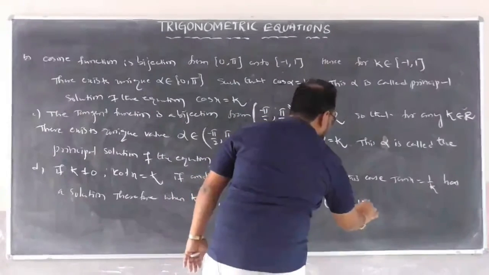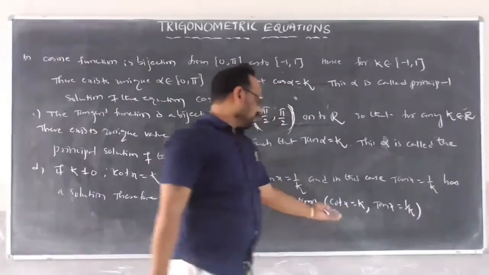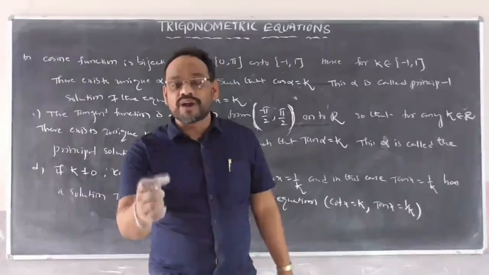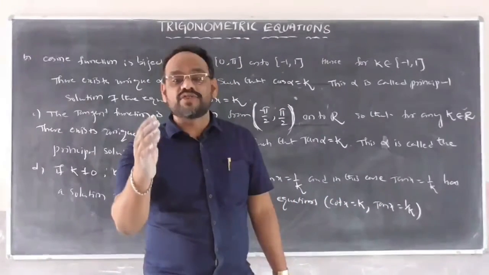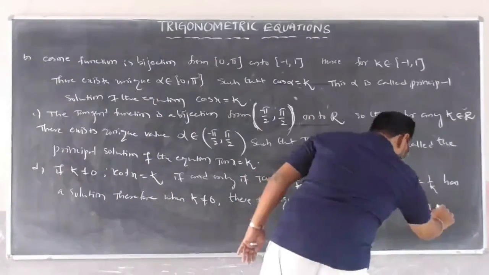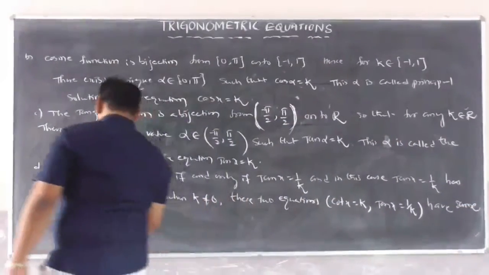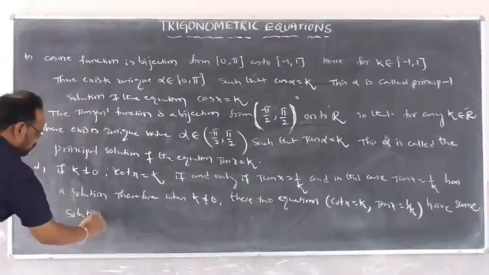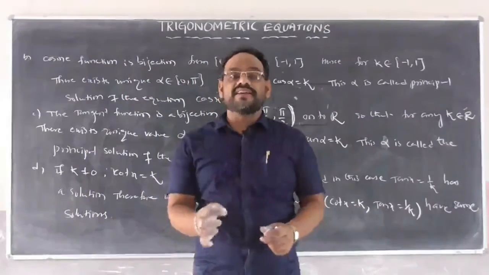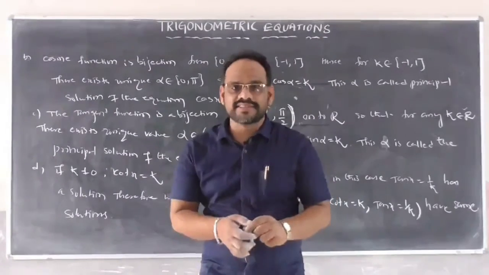that is cot x is equal to k and tan x is equal to 1 by k, these two equations have the same solutions. In this situation, cot x equals k and tan x equals 1 by k have the same solutions.